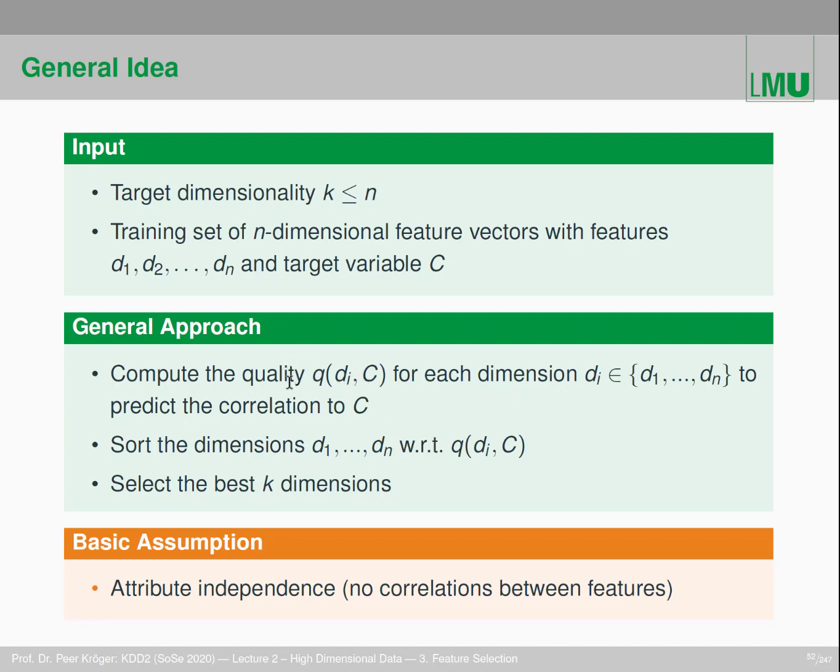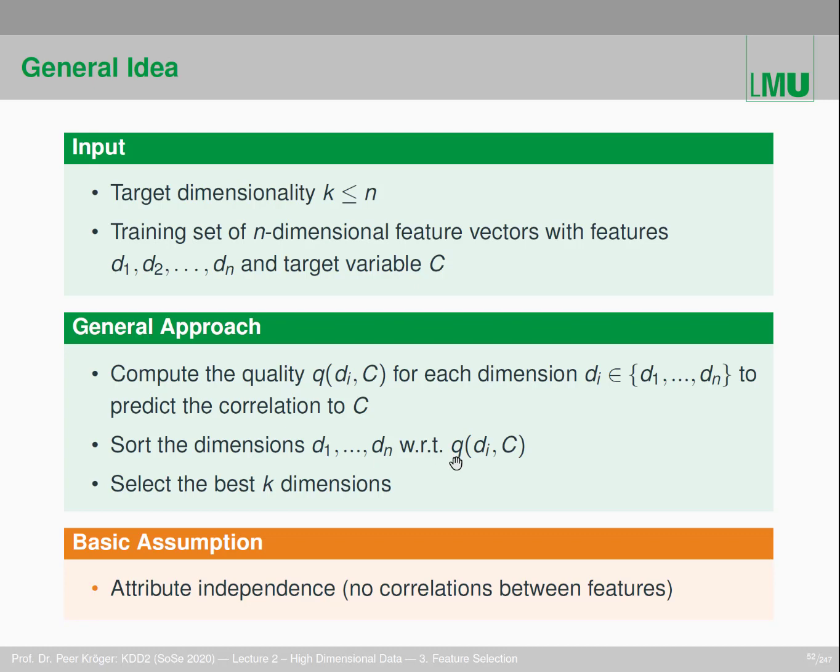So this quality somehow reveals how the feature di is suited to predict the target value. So it somehow reveals the correlation of the feature to the target value. Yeah? And you just compute that for each feature, then you sort the features, the dimensions, with respect to this quality measure, of course, and then you just select the k best ones, because you wanted to have a k dimensional feature space, so you just select the best k dimensions.